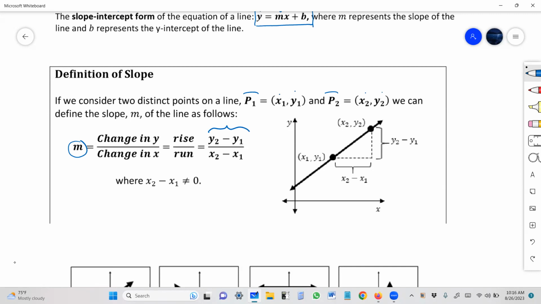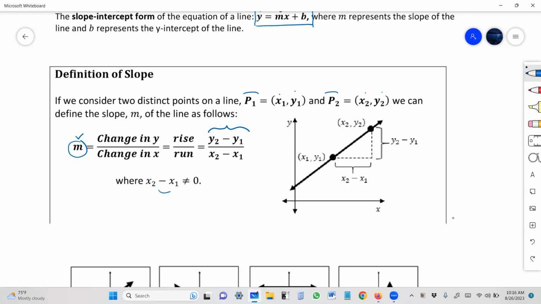Okay, so if point 1 is x1, y1, and point 2 is x2, y2, the coordinates of the point, then the slope formula says that we have to divide y2 minus y1 by x2 minus x1. Okay, provided, of course, the two x coordinates are not the same. So whatever number we get from here, this is going to be the slope of our line passing through those 2 points.